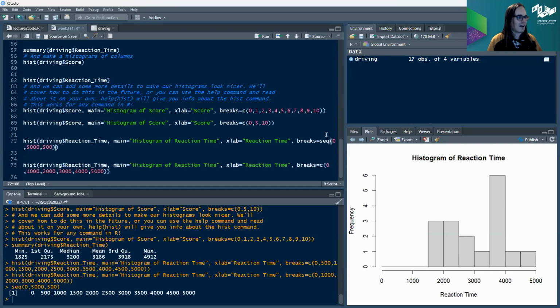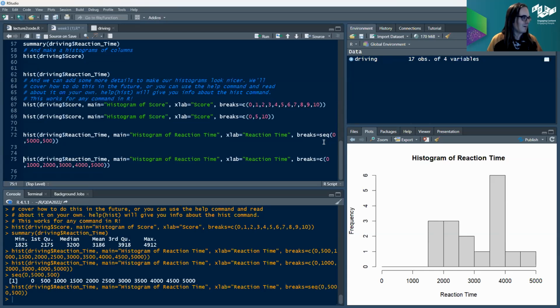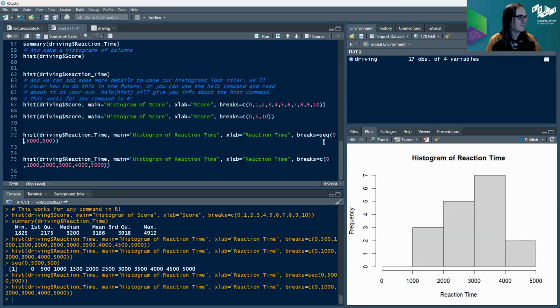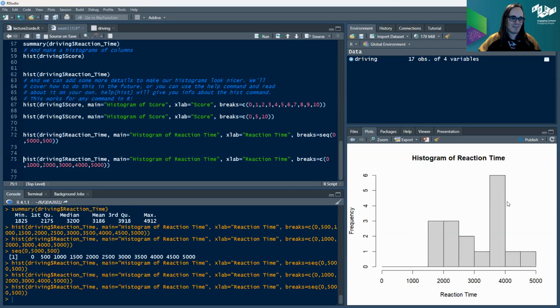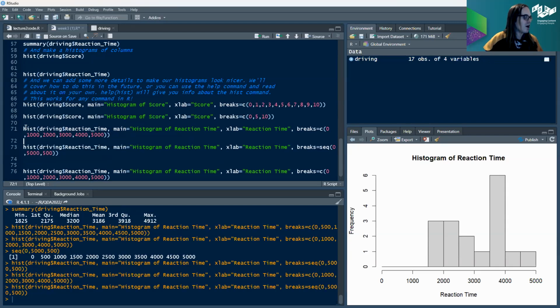So if I didn't want to write all of that out, I could write the sequence command. So seq is sequence from 0, to 5,000, every 500. And, well, it worked because it drew the same histogram. So if I run that command fresh, it does the exact same thing as if I wrote it out longhand. Now, I kind of prefer to write it out longhand when I show it, because I think that helps you know exactly what's happening under the hood.